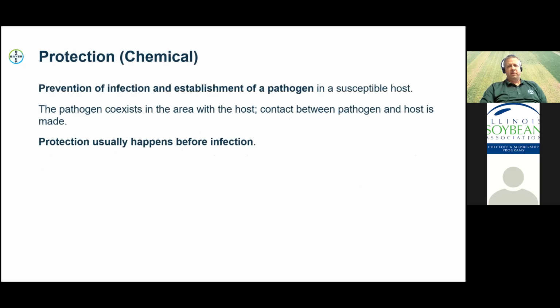So what we're going to spend the most time talking about here today is chemical protection. So we're going to talk about preventing infection and preventing that pathogen from getting established in the susceptible host. As long as the pathogen is in the area with the host, the contact is going to be made, and we're going to try to stop that in some way from either the spores from germinating or the disease from developing further, or somehow we're going to stop that from becoming as big of a problem as it would be without protection. And when we talk about protection, we want to do that before the plant actually becomes infected.